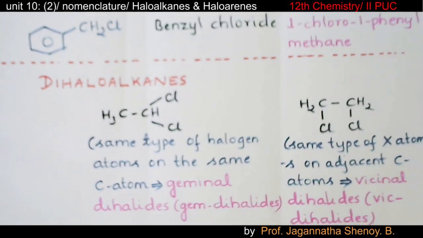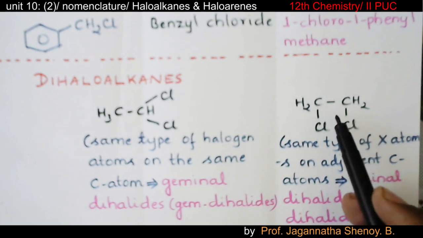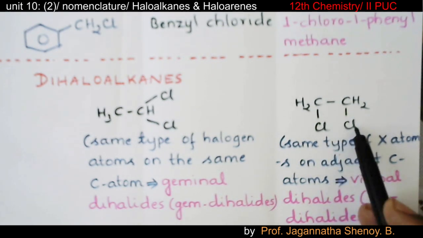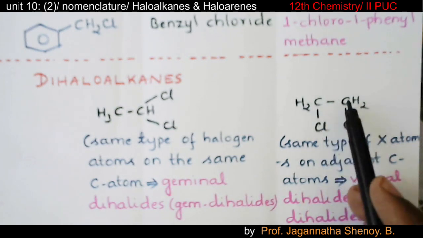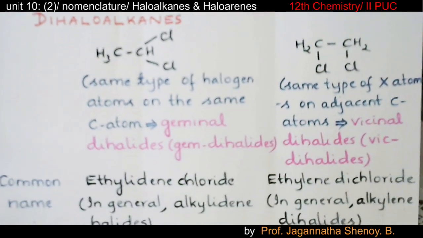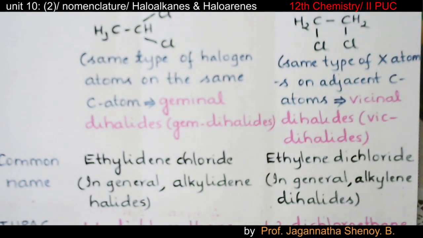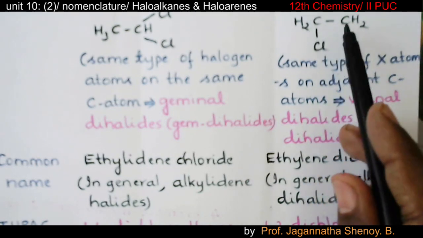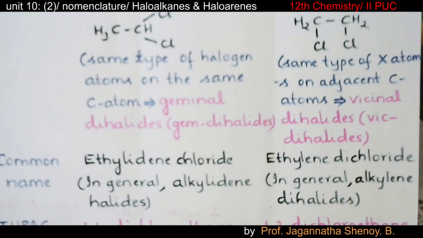On the other hand, if you go to this example, the same type of halogen atoms are present on adjacent carbon atoms. Such dihaloalkanes are called vicinal dihalides, and they are abbreviated as vic dihalides. So in the case of vic dihalides, remember, the same type of halogen atoms must be present on adjacent carbon atoms.